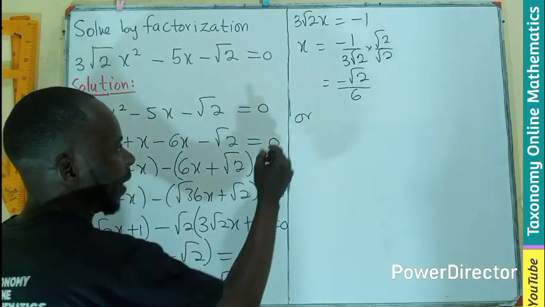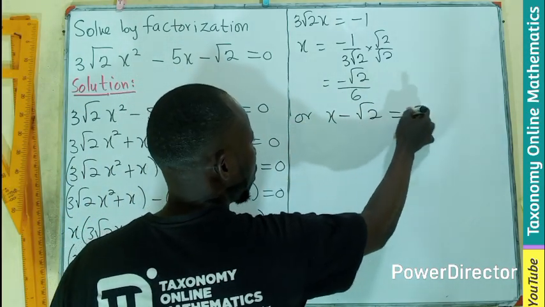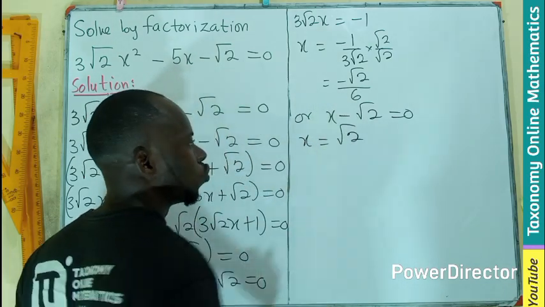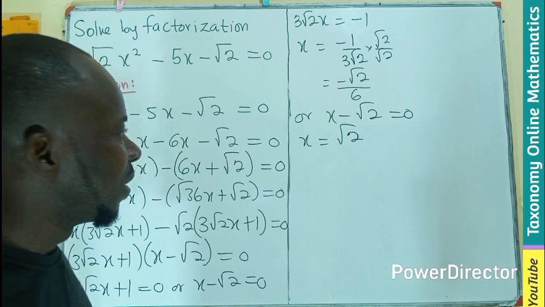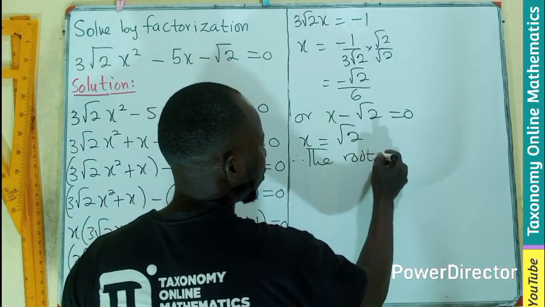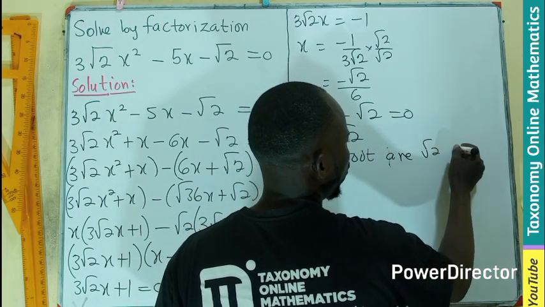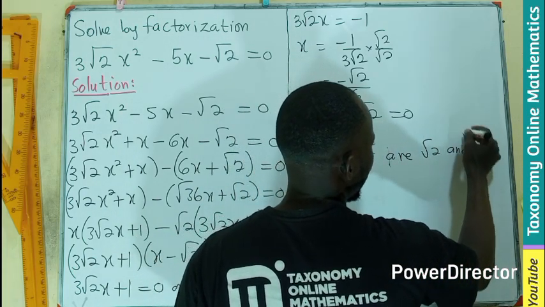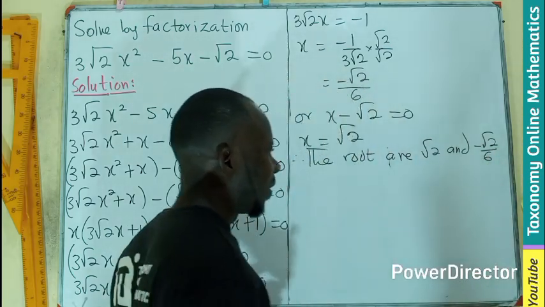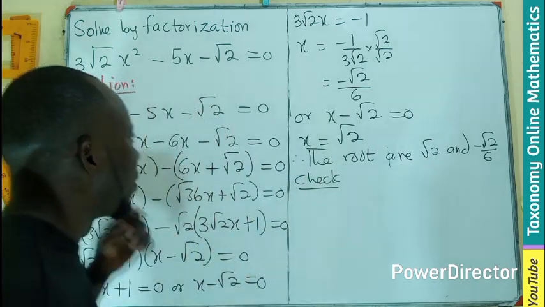So we also pick here x − √2 is 0, where x is going to be positive √2. So these are the factors. We can say that, therefore, the roots, let me say, are √2 and −√2 over 6. But we can also have a check on one of them and see.